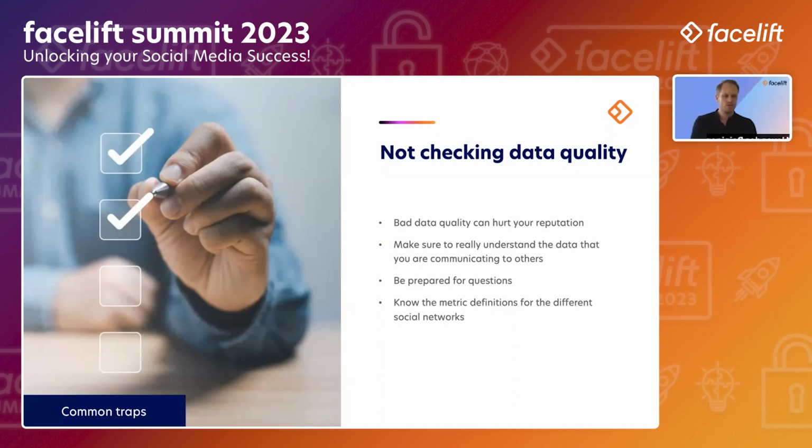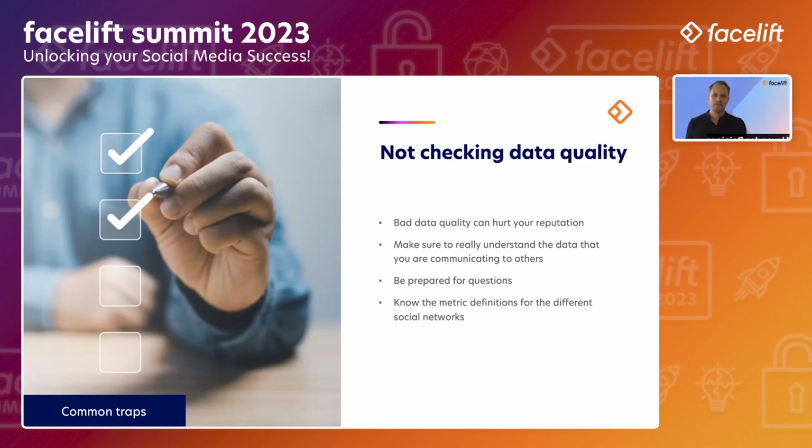Bad data quality can really hurt your reputation. Also, if you send out reports and provide data to others and then you realize there's something wrong with it, maybe it questions your whole strategy in the beginning, right? So although it's not easy to measure data quality, there are certain things you can do, right? If something looks wrong, talk about it, try to find out why this number looks like this and not like you want it to be.